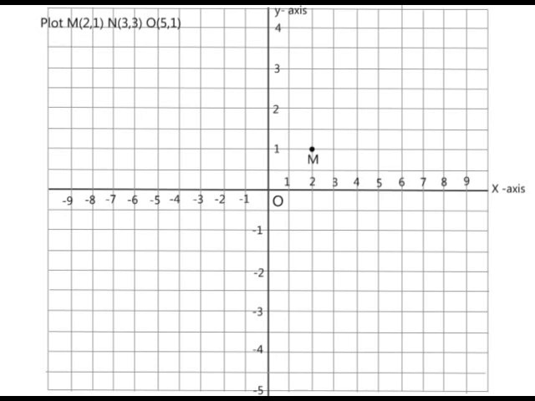N, we move 3 positive points on the x-axis and again we move 3 points on the y-axis, so this is N. Finally O, 5 points on the x-axis and 1 point above here. Now if you join the 3 points, we have a triangle. We said that the triangle has been represented on the Cartesian plane.